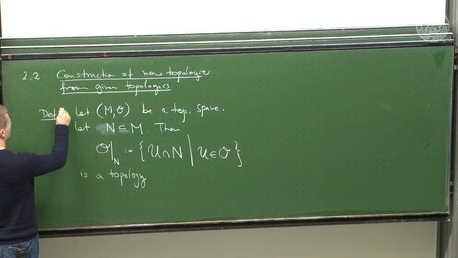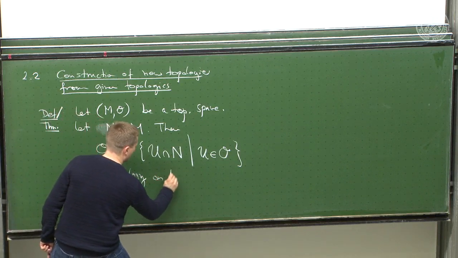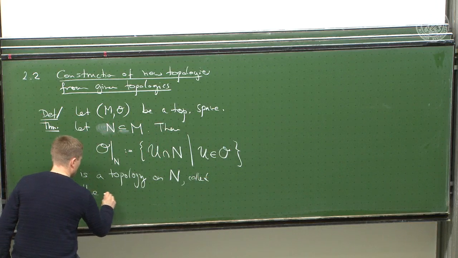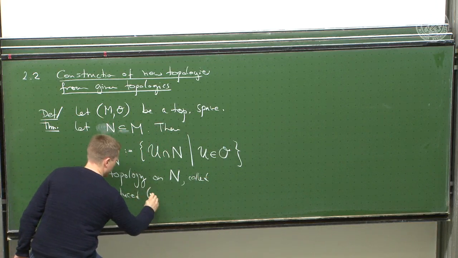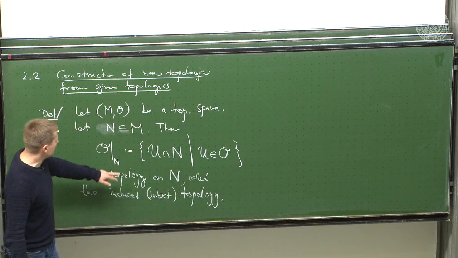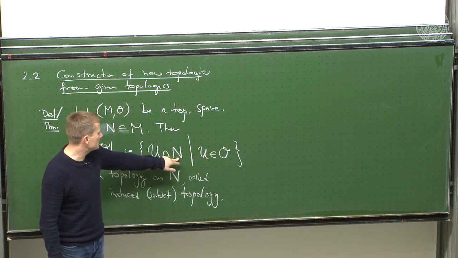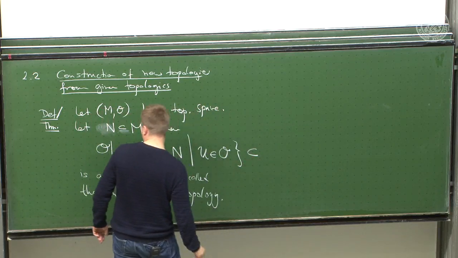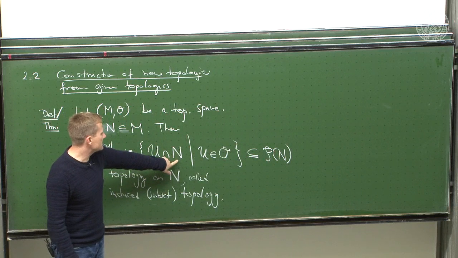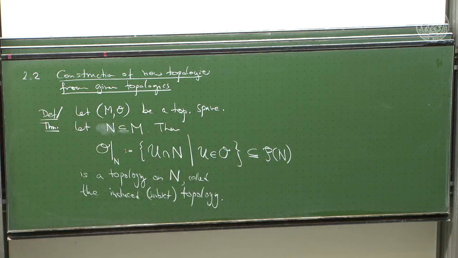Well, this is a definition slash theorem, because the claim is that this is a topology on the subset N, and it has a name, it's called the induced, and sometimes one adds subset, topology. Namely, obviously, it has been constructed from the topology on the bigger set by intersecting any open set on the bigger set with the subset, such that the entire O_N is certainly a subset of the power set of N. Any of these is a subset of N, clearly. Hence, we have a chance that this is a topology because it's a subset of the power set of N in the first place.